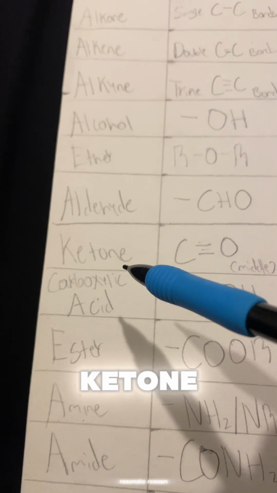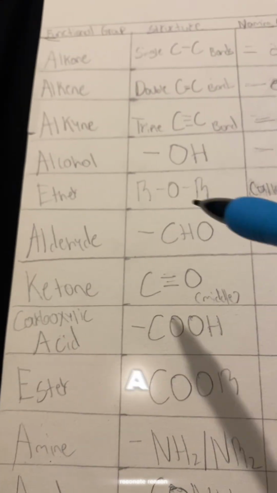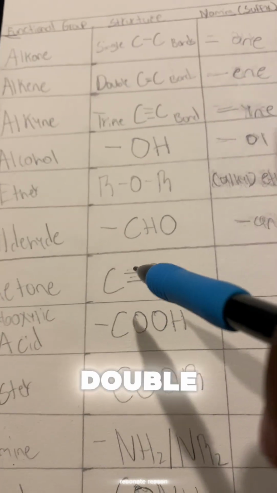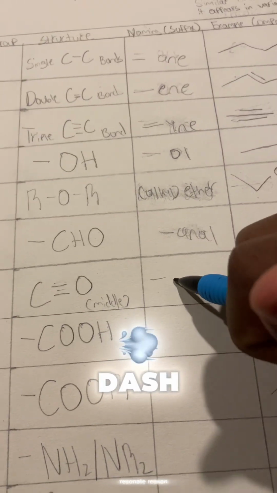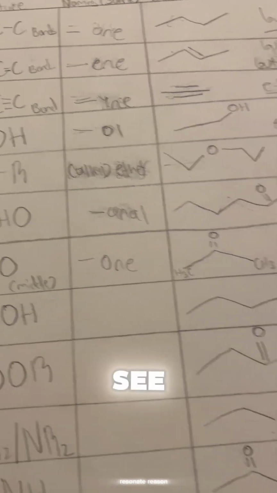The next one is a ketone. A ketone is when a carbon in the middle of the alkane chain has a double bond of oxygen to it up top. So the way you write the suffix for this is -one. So let's see this in action.